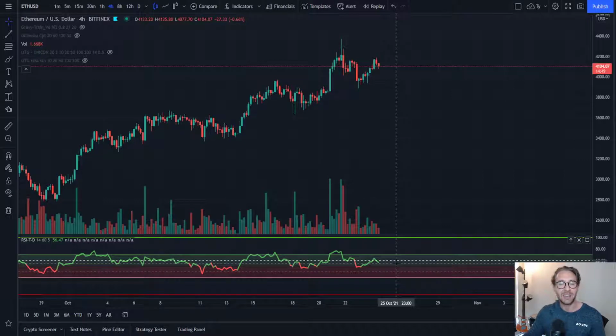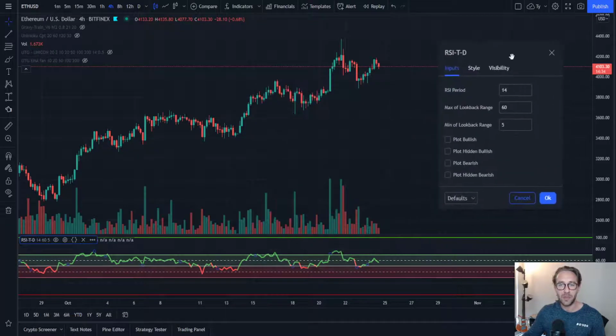This is a little bit outdated, this 70 and 30. And I'm going to show you how you can find something a little sneaky to help you avoid taking profits too early or taking entries too early as well. So as you jump into the settings, you will see this, which is our 14, 60, and 5.